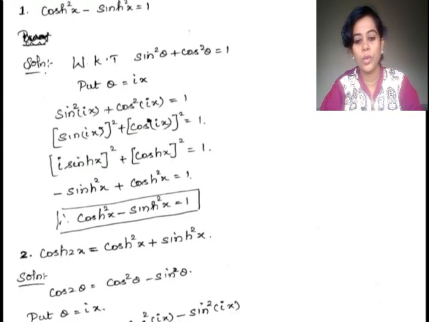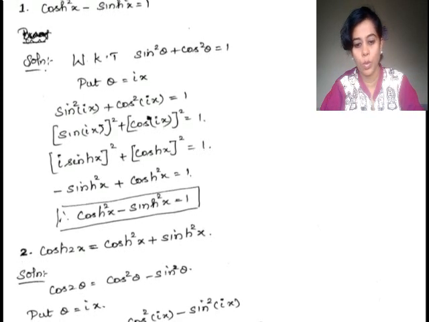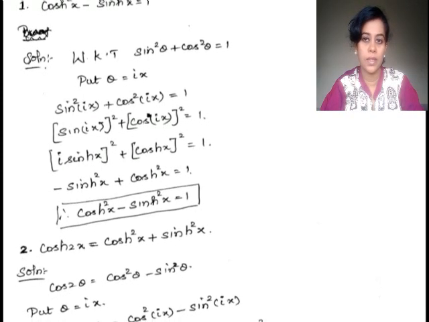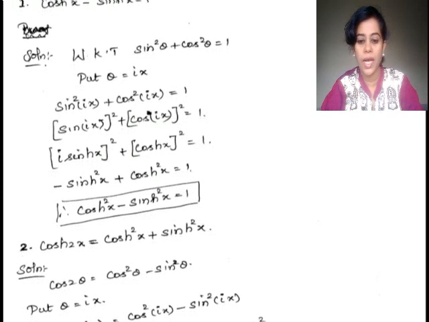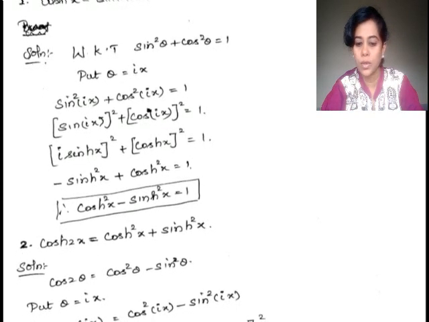Second, we know that sin squared theta plus cos squared theta is equal to 1. So put theta is equal to ix in this. What will happen? sin squared ix plus cos squared ix is equal to 1.